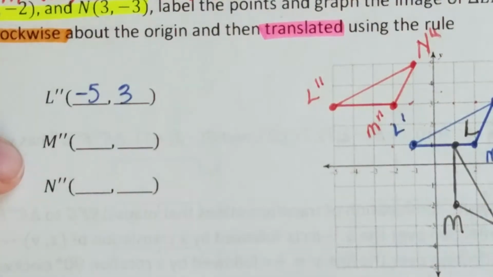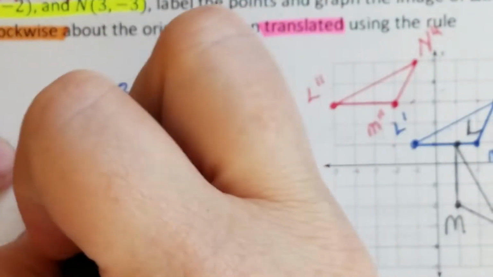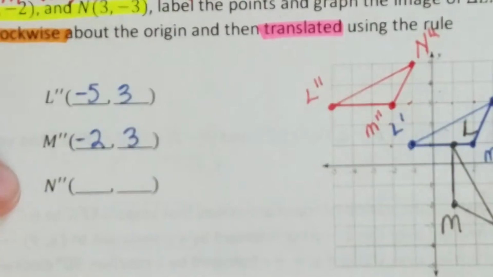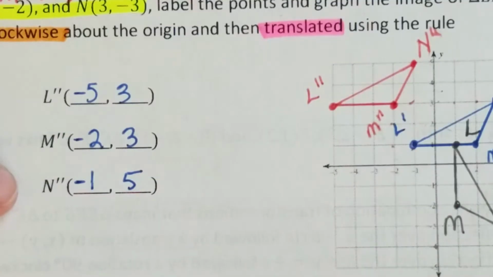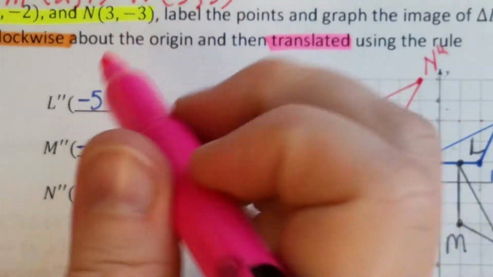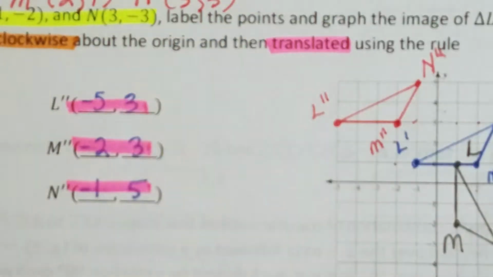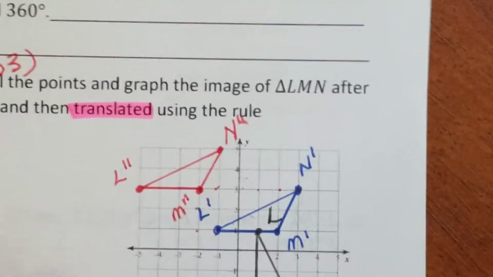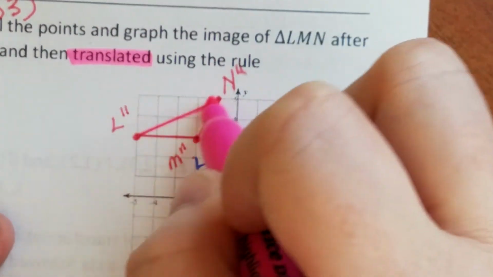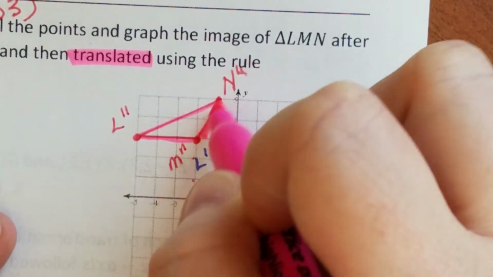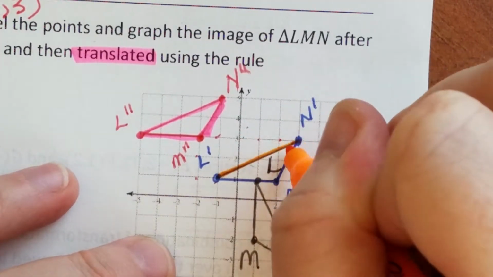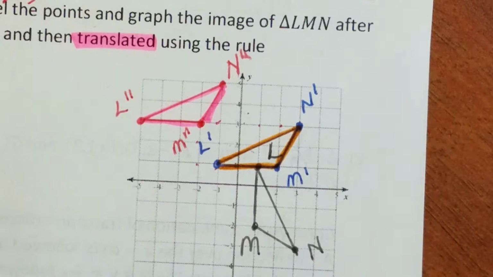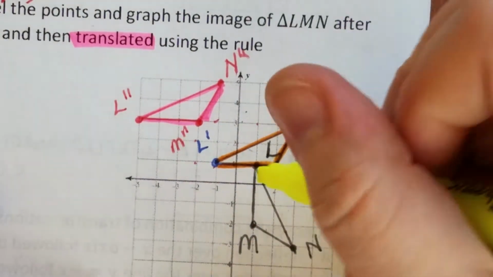For M double prime, I have -2, 3. And for N double prime, I have -1, 5. And again, I'm going to go ahead and just highlight these so that I can see the coordinates afterwards. And we can go ahead and highlight this. So this was after we translated it. Use my pretty pink highlighter here. And the orange was the first transformation. And yellow is where we started.